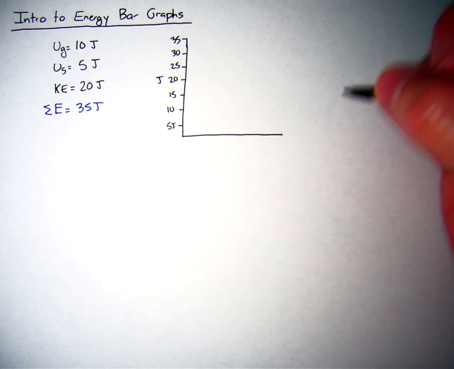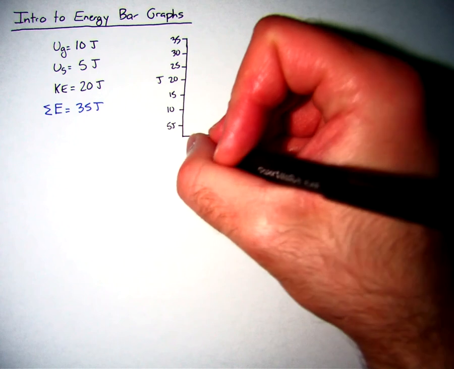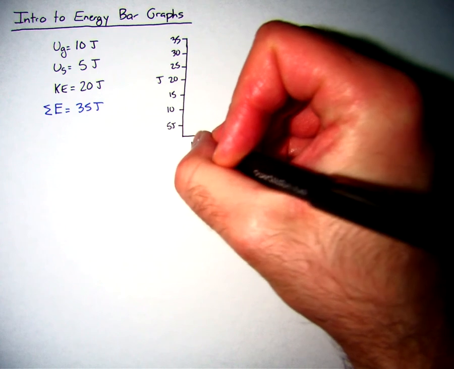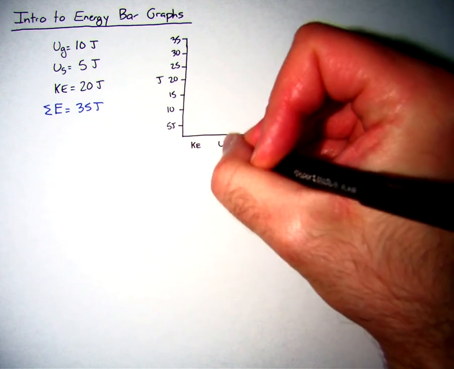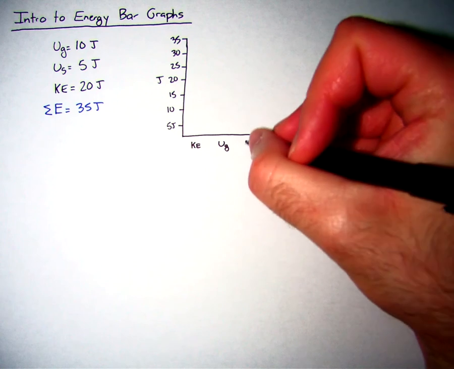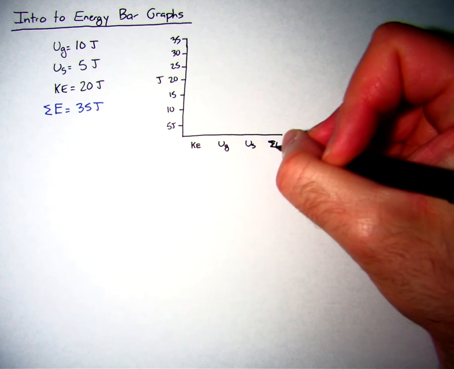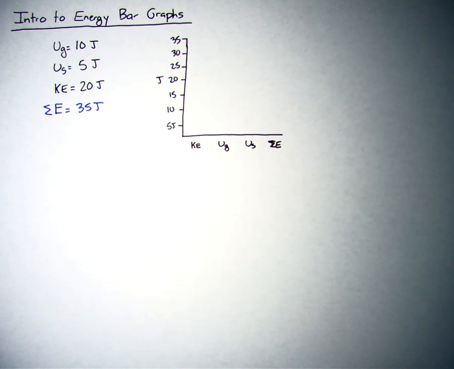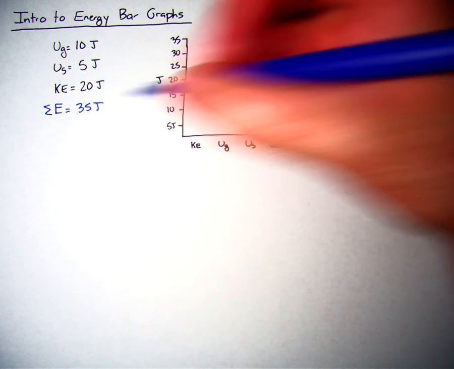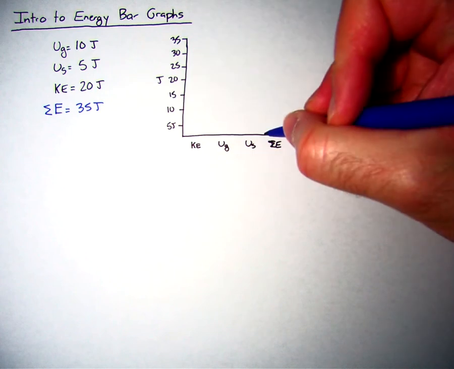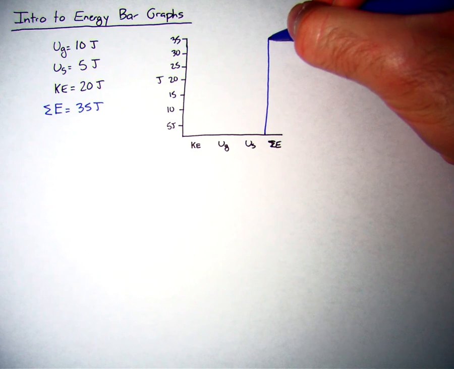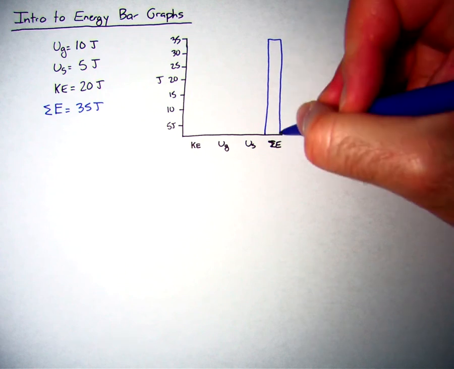Then on the bottom, I'm going to create 4 different bars. I'm going to create my kinetic energy, my gravitational potential, my spring potential, and my total energy, or the sum of my energies. Now I just need to create a bar to a certain height for each one. I know that my total energy is 35 joules. I'm going to start at the bottom. So I can draw my total energy bar going all the way up to 35 and then coming back down.